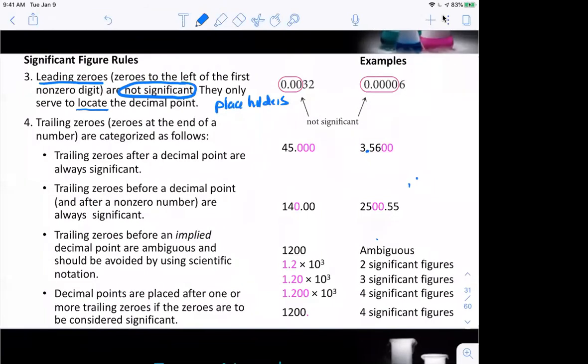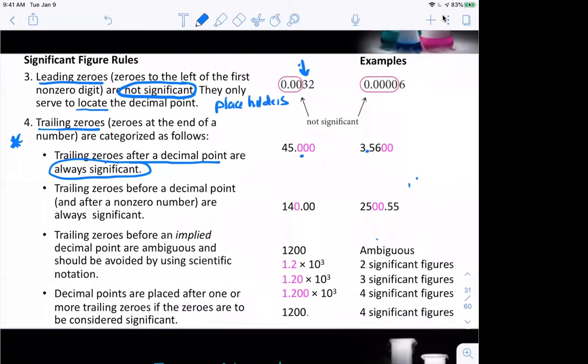They just tell me that this measurement starts at 3/1000th of whatever unit it is. Trailing zeros, zeros at the end of the number, are more difficult. They may or may not be significant depending on what type of zero they are. If they're after a decimal point, they're always significant.